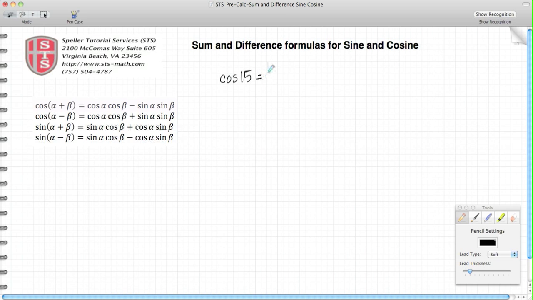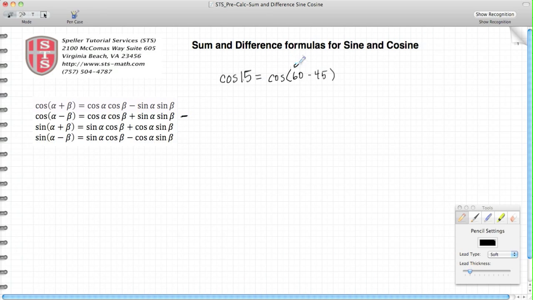We want to evaluate this without using a calculator, so to do so we need to use what we know in trig and what we know about special triangles. So what we're going to do is end up using the difference formula for cosine. So we're going to find the difference of 60 minus 45. We chose 60 and 45 because those two angles are from special triangles, and also because 60 minus 45 gives us 15 degrees. So let's go ahead and take a look at which formula we'll be using, and we'll be using the second one here.